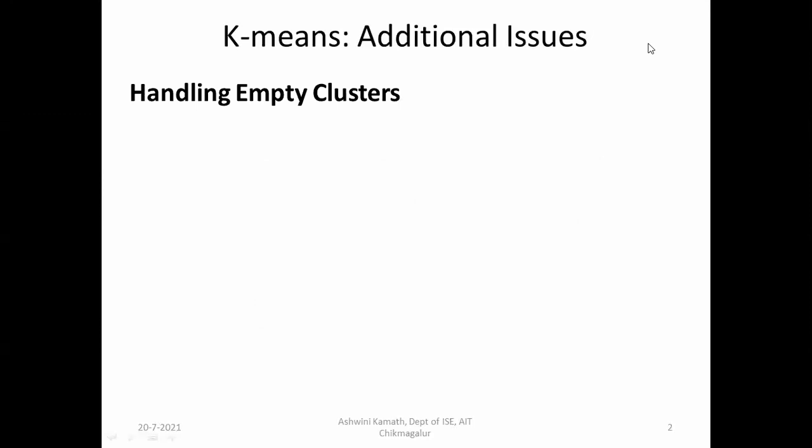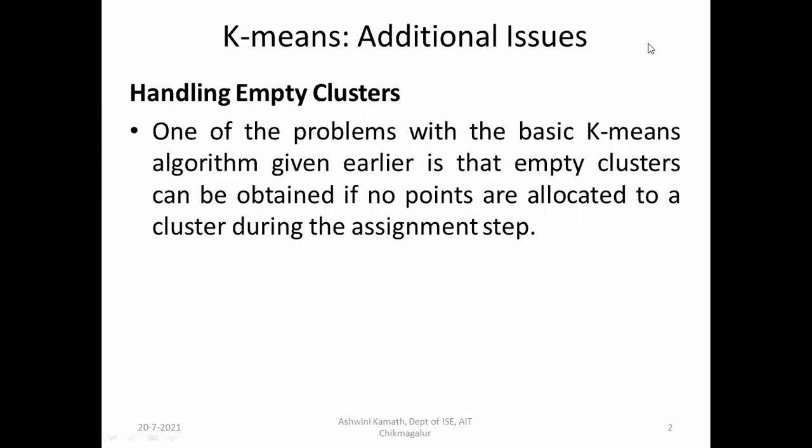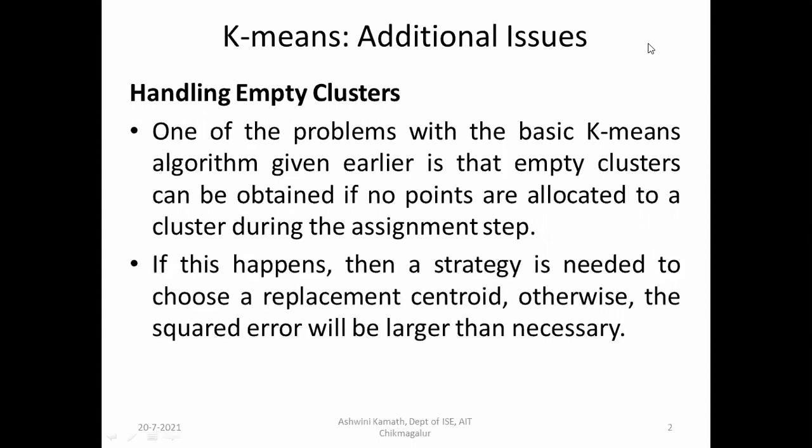So this is one of the issues: handling empty clusters. One of the problems with the basic K-means algorithm given earlier is that empty clusters can be obtained if no points are allocated to a cluster during the assignment step. So initially we assign some points to some cluster. If in that assignment step no points are assigned to a cluster, that cluster becomes empty.